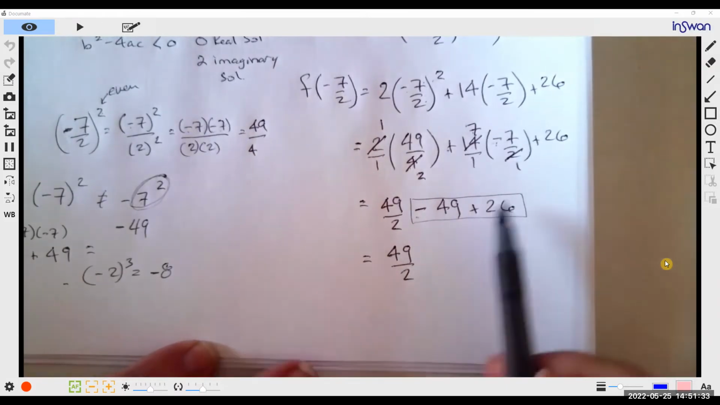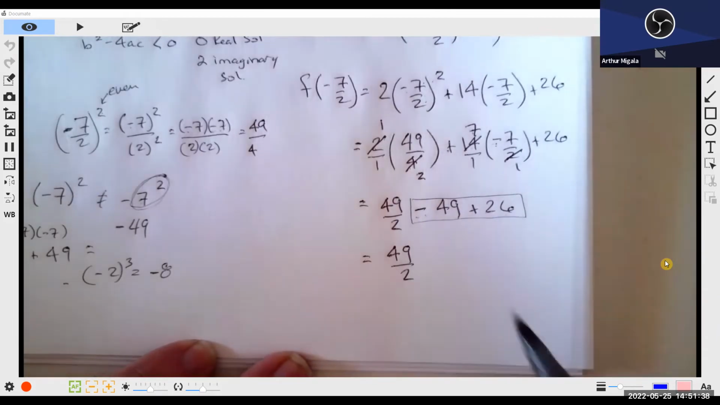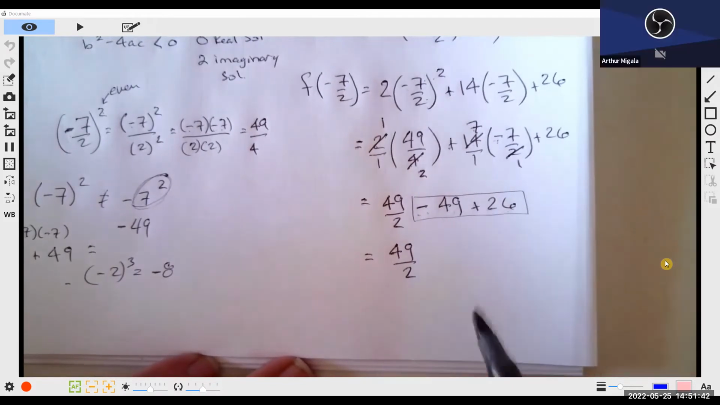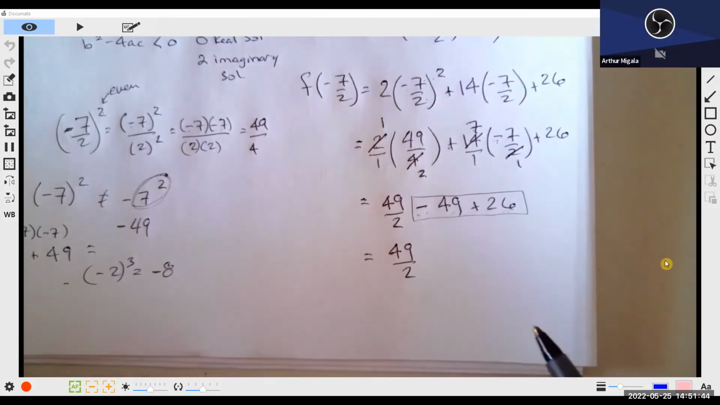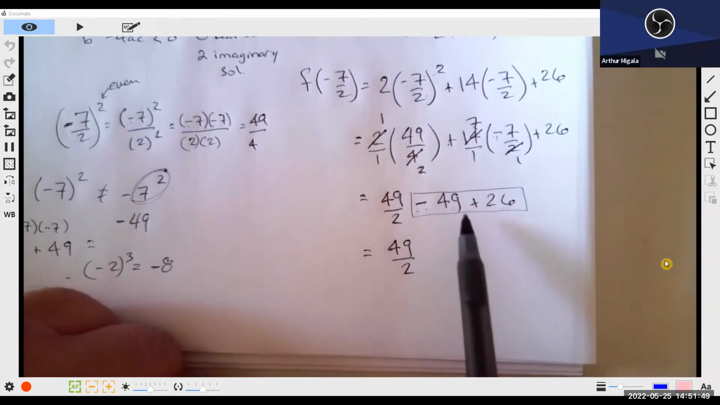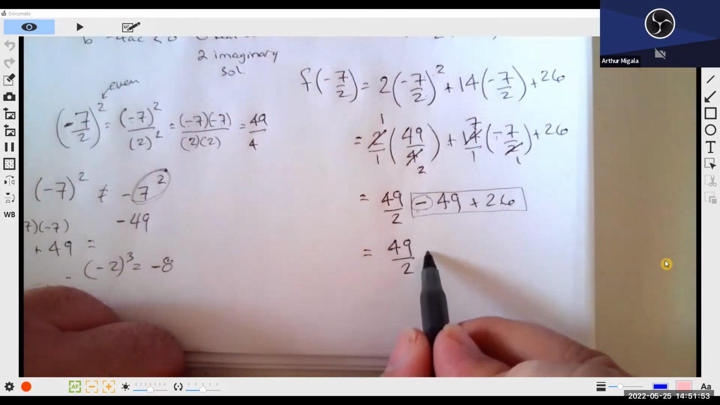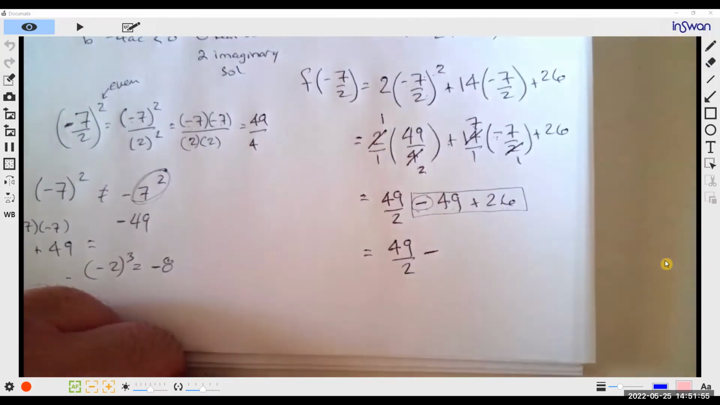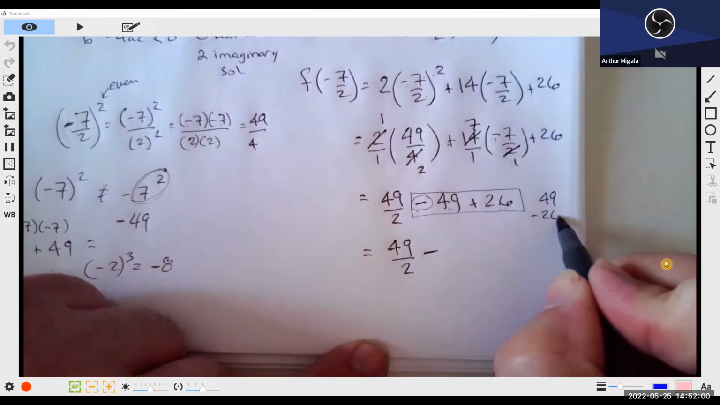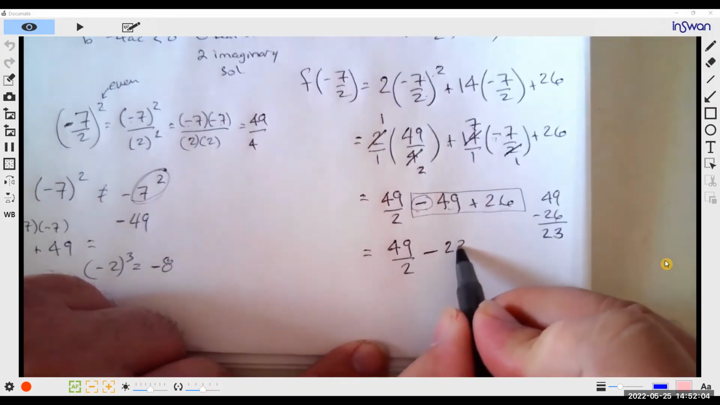So now here's how you do this. Since you have two different numbers with opposite signs, which number is bigger, 49 or 26? 49 is bigger than 26. Since the signs are different, we look at the bigger number. Since 49 is bigger than 26, the answer is going to be negative. Now we subtract them. 49 minus 26 makes it 23.